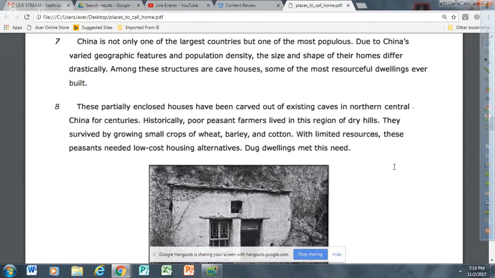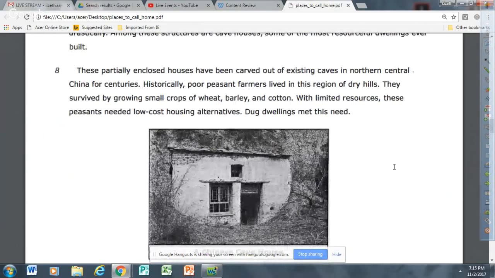Historically, poor peasant farmers lived in the region of dry hills. In this region, they survived by growing small crops of wheat, barley, and cotton. With limited resources, these peasants needed low-cost housing alternatives. Dug dwellings met this need.